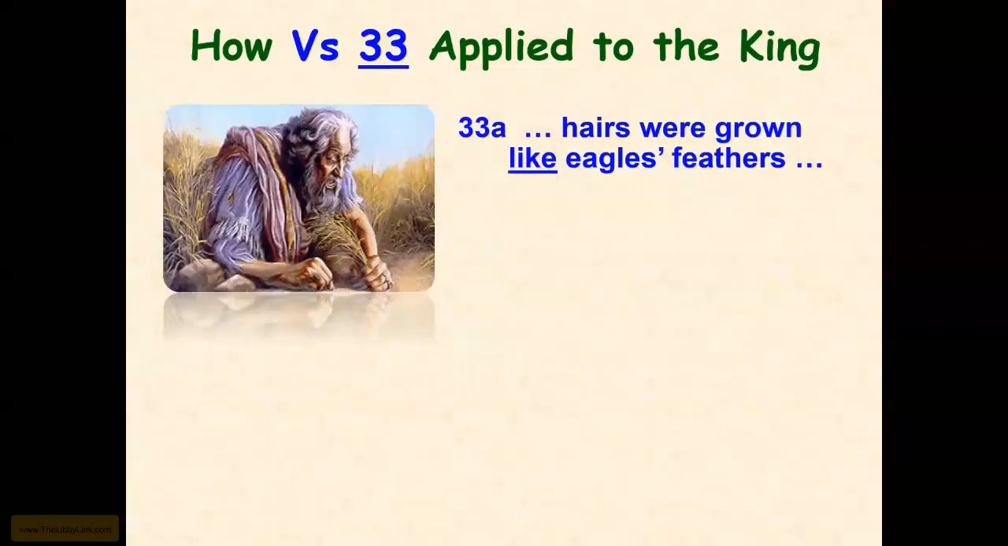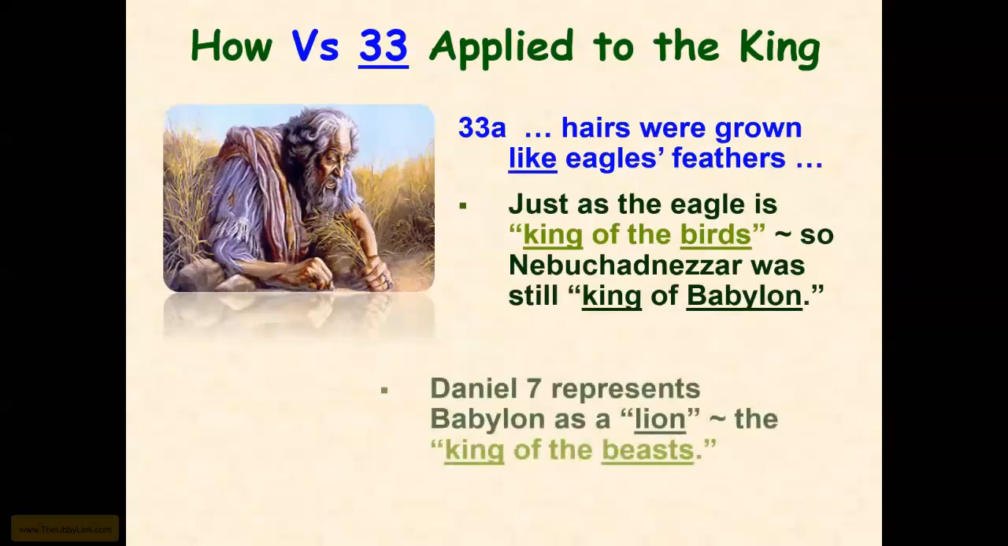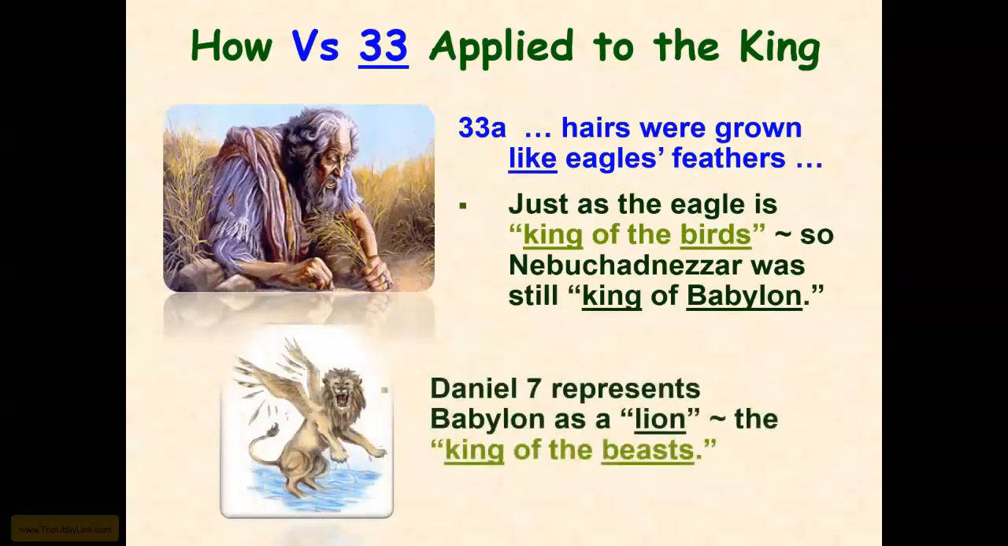33a. Now more information about the king in verse 33. This is the last verse we're going to look at. Hairs were grown like eagle's feathers. Just as the eagle is king of the birds, so Nebuchadnezzar was still king of Babylon. Daniel 7 represents Babylon as a lion, the king of the beast. That's just an interesting comparison, isn't it? Being king of the birds and the beast.